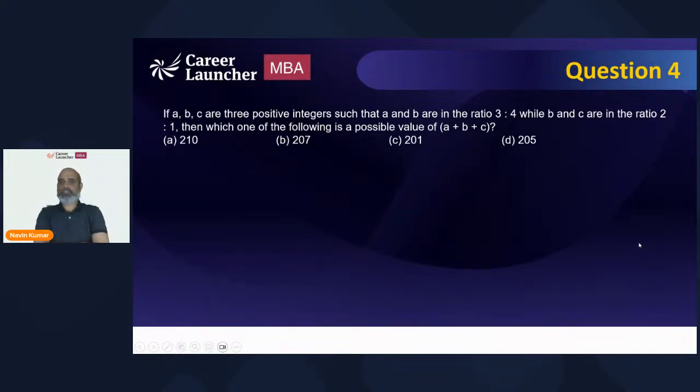Very straightforward. 2018 slot 2, I think. Slot 1 or slot 2. 17 or 18. Can you guess? I mean, not guess. Can you imagine such questions are even asked in the CAT exam? Such a straightforward ratio question.